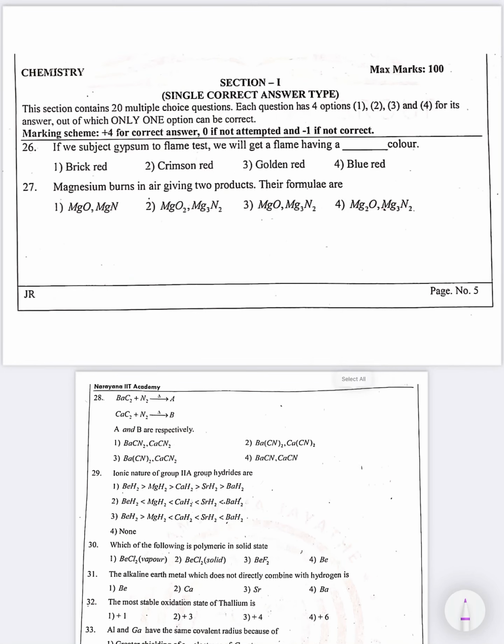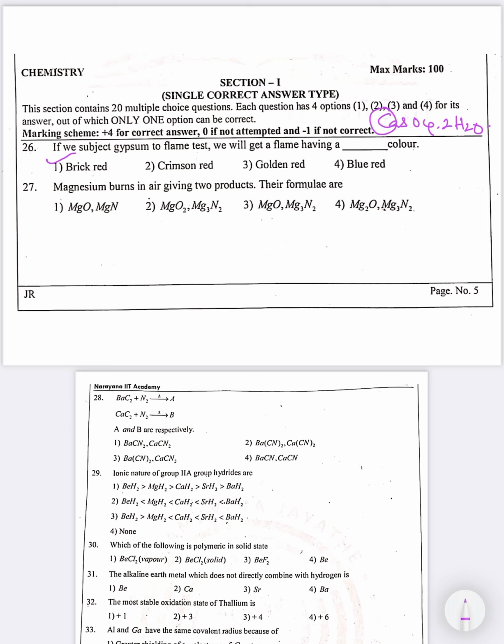Question number 26. If we subject gypsum to flame test, we will get a flame having dash color. Gypsum is nothing but calcium sulfate dot 2H2O. Here the metal atom present is calcium. Generally calcium will give you brick red color for flame test.